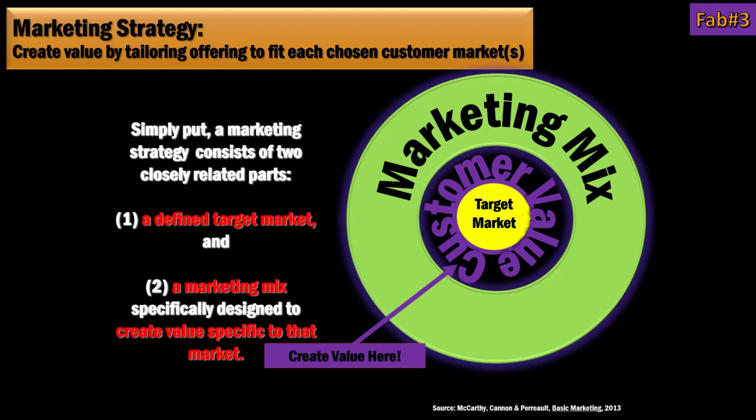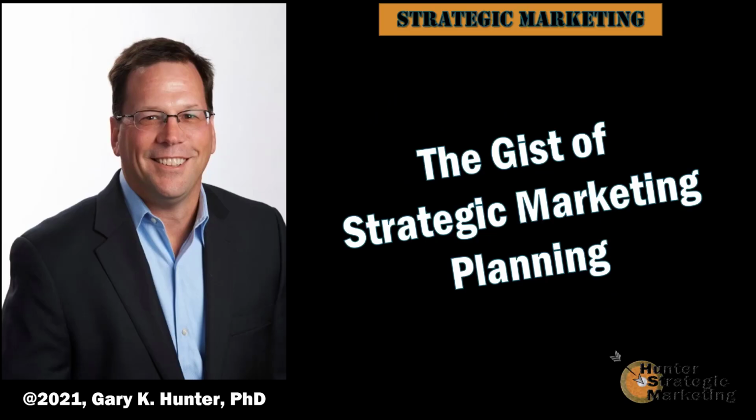So then a marketing strategy is going to have two related parts. One is a defined target market, and the second is a marketing mix, how you're specifically designing to meet that market. So that's kind of the marketing strategy introduction. What I want to talk about now is the gist of strategic marketing planning. And this is going to be, again, a 30,000 foot perspective of what's really the gist of developing marketing plans.